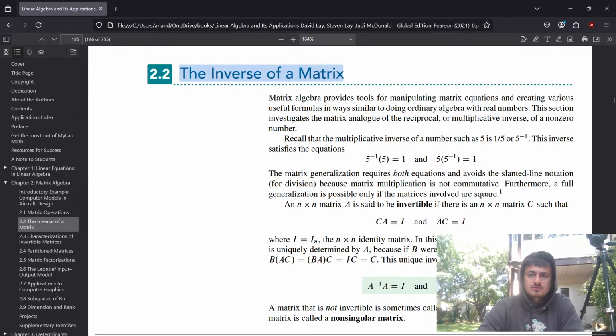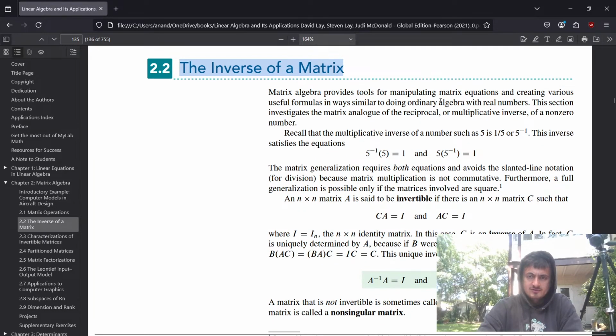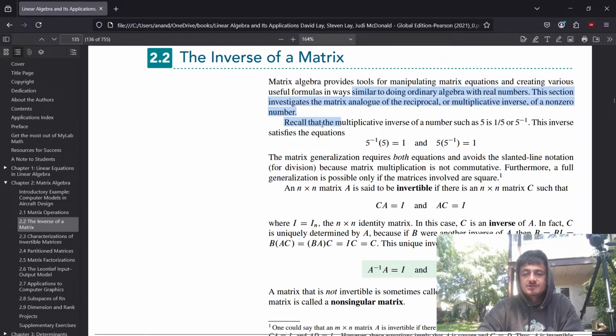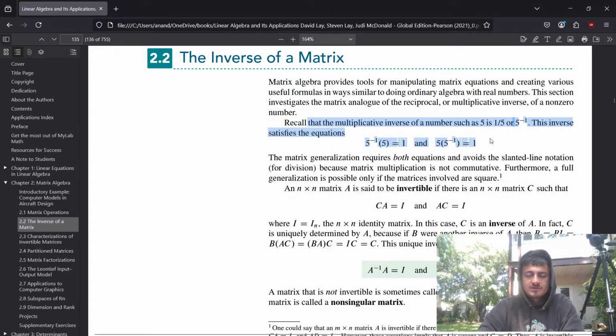Matrix algebra provides tools for manipulating matrix equations and creating various useful formulas in ways similar to doing ordinary algebra with real numbers. This section investigates the matrix analog of the reciprocal, or multiplicative inverse, of a non-zero number. Recall that the multiplicative inverse of a number such as 5 is 1/5, or 5^-1. This inverse satisfies the equations 5^-1 times 5 is 1, and 5 times 5^-1 is 1. The matrix generalization requires both equations and avoids the slanted line notation for division.